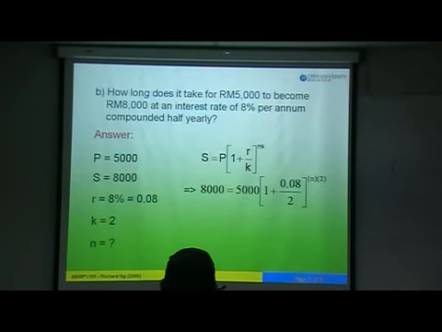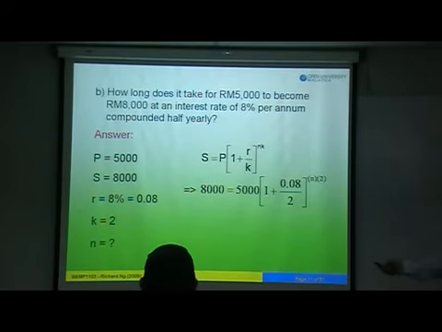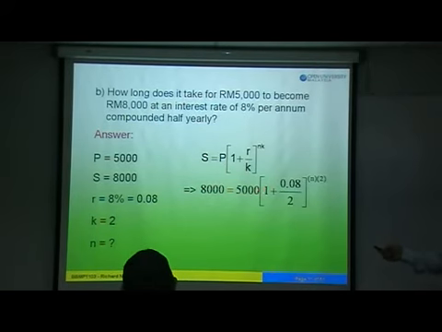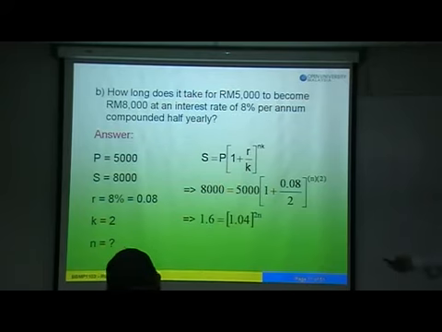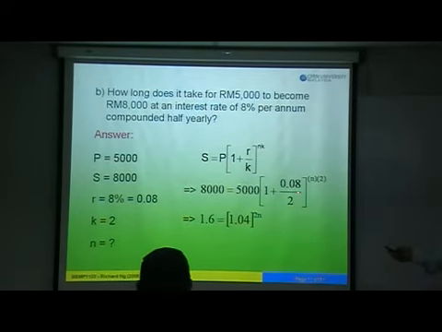So from here, what do you do next? This 5,000, you bring to the left. Use your calculator to calculate 8,000 divided by 5,000. Actually, all the zeros you can cancel, you get 8 over 5, which is 1.6 on the left hand side. Then on the right side, we have the bracket, so answer the bracket first. 0.08 divided by 2 you get 0.04, plus 1 is 1.04. Then here, n times 2, you get 2n.